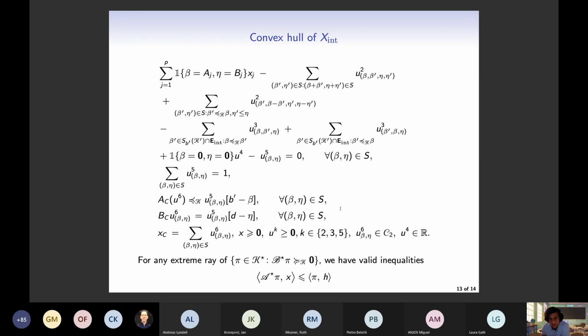And the point is, since this is a projection result, we have an extended formulation which is ideal for the convex hull. So projecting this gives us the convex hull in the X space. All valid inequalities of the form I've written, A star pi times x less than or equal to pi times h, for every extreme ray pi, describe the convex hull. And these are linear, because as you can see, these inequalities are linear in X.